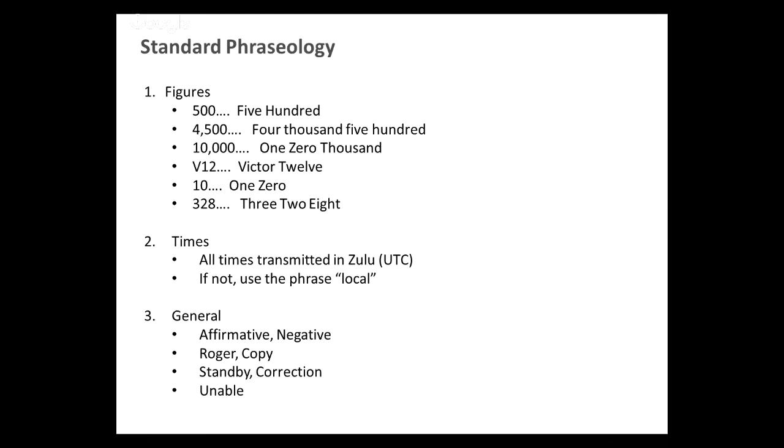Victor 12, the Victor 12 airway. A lot of IFR airways have a prefix V or Victor with a number.